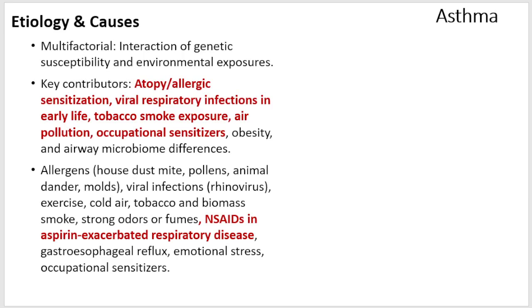Asthma is multifactorial, arising from genetic susceptibility and environmental exposures. Atopy, allergic sensitization, or early life viral infections increase risk, while tobacco smoke, pollution, and occupational sensitizers also contribute. The triggers include allergens like dust mites, pollens, animal dander, molds, viral infections like rhinovirus, exercise, cold air, smoke, and strong fumes. Other aggravators include NSAIDs in aspirin-exacerbated disease, GERD, and emotional stress.